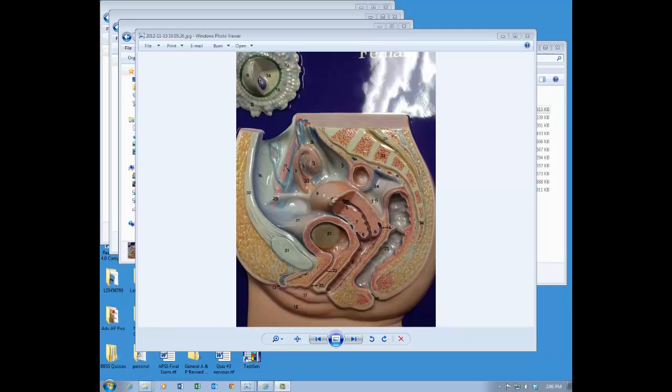So objective number 5, the ovary. The ovary is shown here as number 1 in the pelvic cavity of the female. Ovaries are found inside the body, unlike the testes, which are housed outside the body in the male. And these produce eggs.